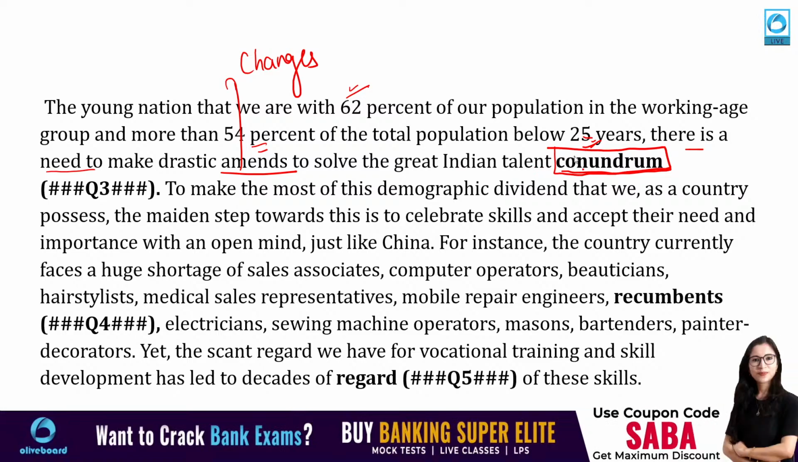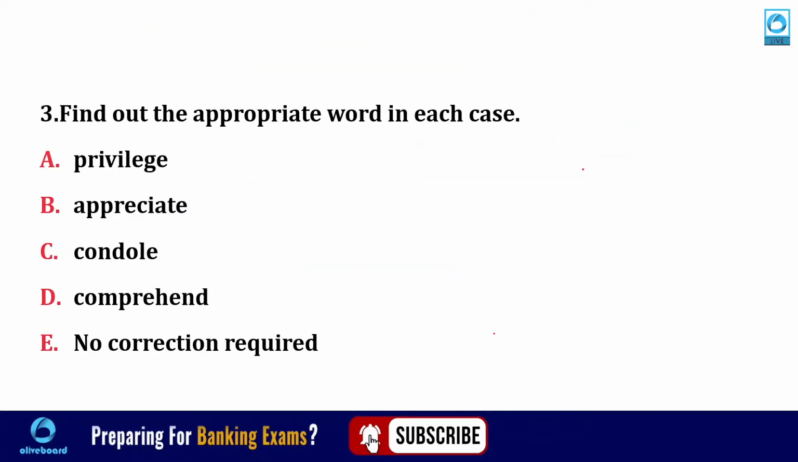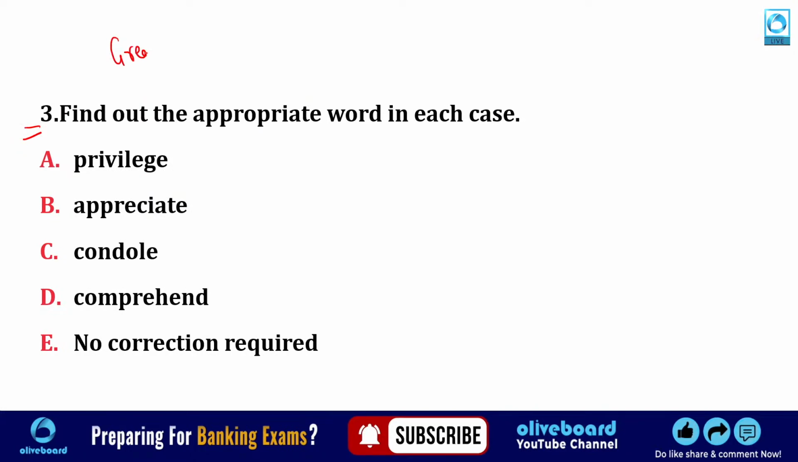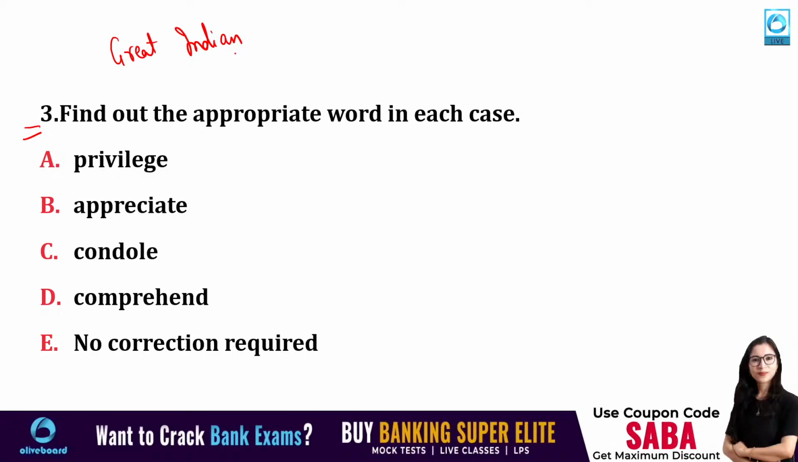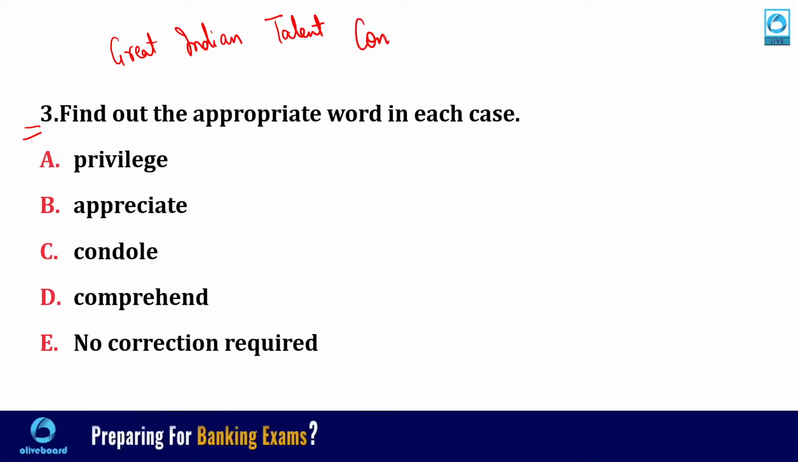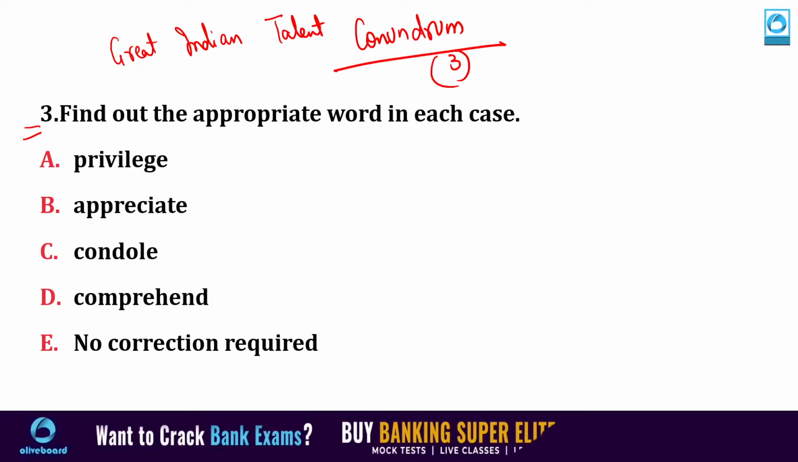Now let us look at the options. Great Indian talent conundrum. Remember this line because there is a full stop after it. The third word to replace. Correct, Vinit. Now see the options. Great Indian talent conundrum. Now the options are before you. Tell me which word can substitute this conundrum. Which will be the correct option?